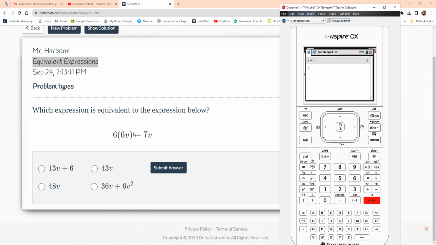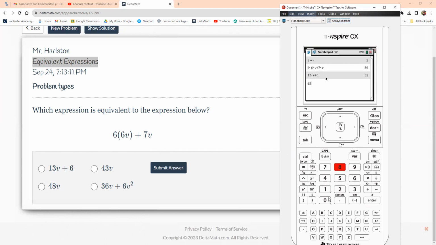So if I just key in this expression here, exactly like I see it, without trying to simplify or anything, plus 7v, I get this. It says when you put 2 in for v, you should get 86. Now, the one that you're looking for is the one that gives you 86. So I'm going to type in this first one, 13v plus 6, and I get 32. That doesn't match, so that's not it.